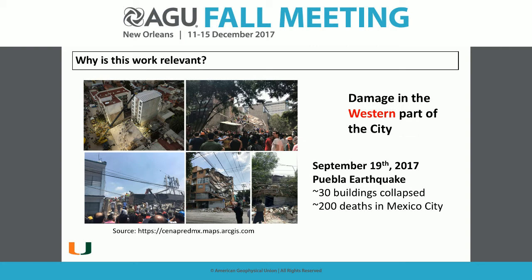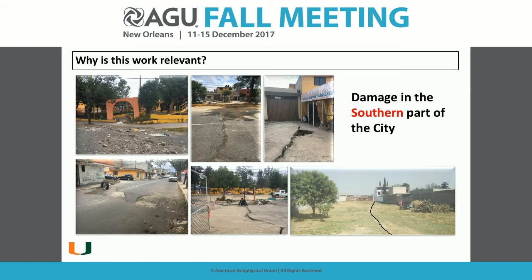During the 2017 Puebla earthquake, there was a lot of damage in the western part of Mexico City. Several buildings collapsed, around 30 buildings, and 200 deaths in total in Mexico City. But that happened in the west. In the south, there was a different kind of damage, which was also very destructive, but not a lot of buildings collapsed. So it was different, but there was a lot of shallow faulting in the southern part of the city. So what we're presenting today is a contribution to the understanding of what happened in the southern part of the city.